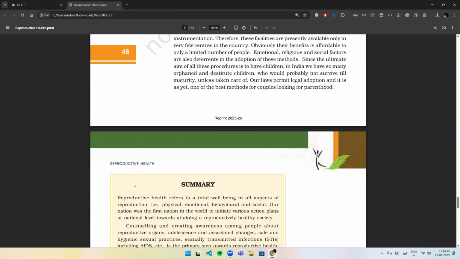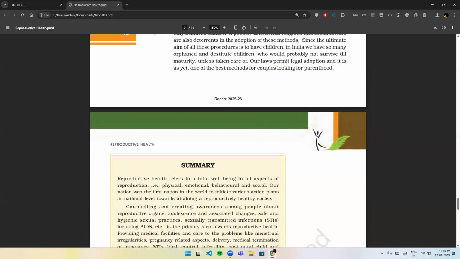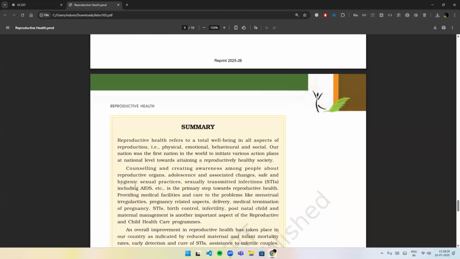Since the ultimate aim of these procedures is to have children, in India, we have so many orphaned and destitute children who would probably not survive till maturity unless taken care of. Our laws permit legal adoption, and it is as yet one of the best methods for couples looking for parenthood.